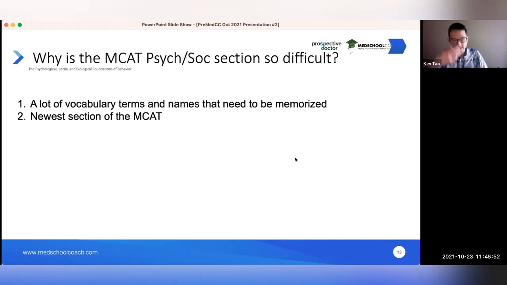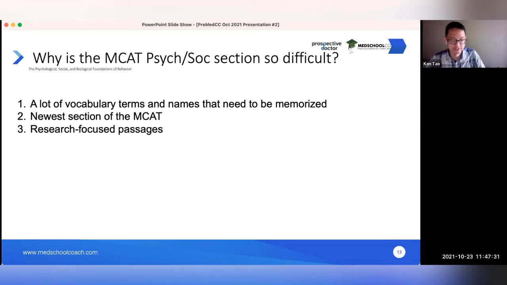And another reason that makes the Psych/Soc section difficult is it's the newest section of the exam. Because it's the newest section of the exam, the test prep experts like myself and those who write MCAT Psych/Soc books know the least about this section compared to other sections. So while you use MCAT books from the test prep companies, the natural science books on chemistry, physics, biology, biochemistry are generally pretty good. But sometimes the psychosocial books can be lacking a bit just because we don't know as much about this newest section of the exam as the other sections.